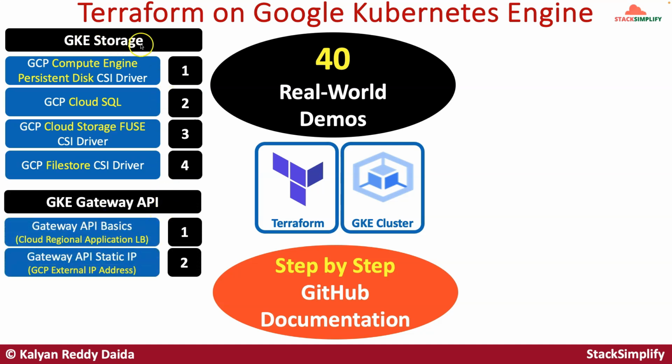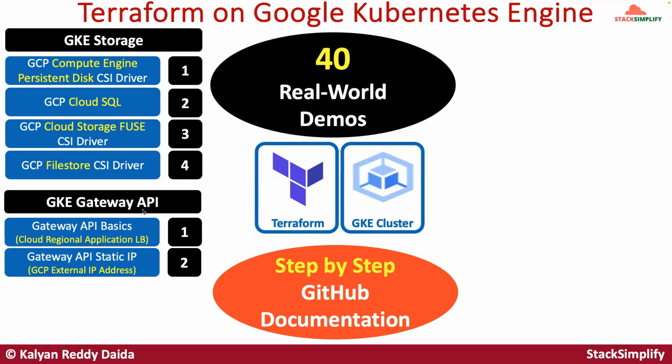Now, after implementing GKE storage, we'll focus on the GKE Gateway API. Earlier we used to have Ingress, and now Ingress is frozen. All the new changes are coming only to Gateway API. This is the latest feature, and in future we need to use only Gateway API for load balancing. For that purpose, we have close to 13 demos implemented only for GKE Gateway API.